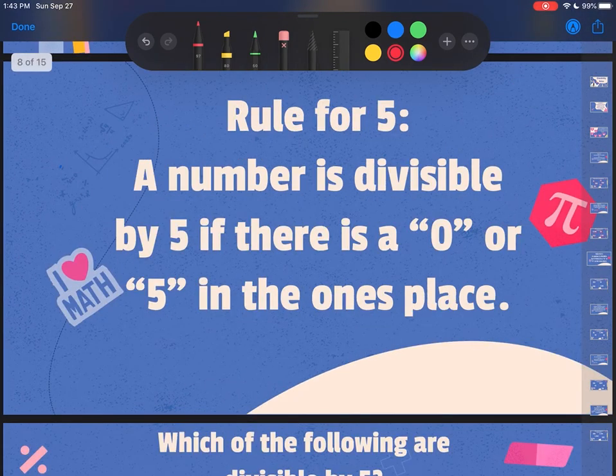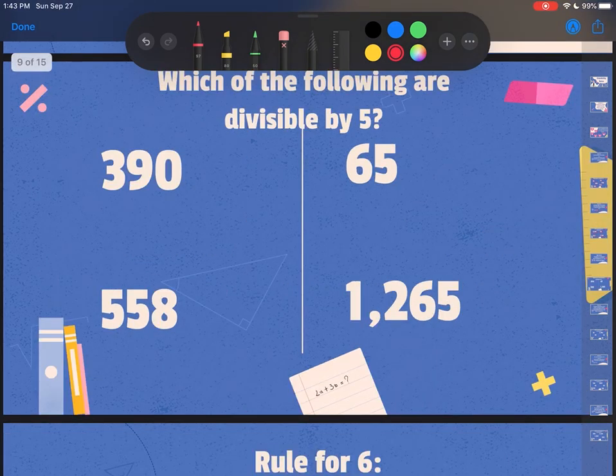So let's try my rule for 5. A number is divisible by 5 if there is a 0 or 5 in the ones place. So that's pretty easy. It's kind of like a rule for 2. Let's look at our examples. So we're going to know which of the following are divisible by 5. Well, we need to have a 0 or a 5 in the ones place.